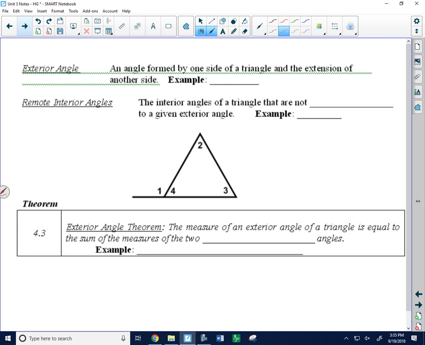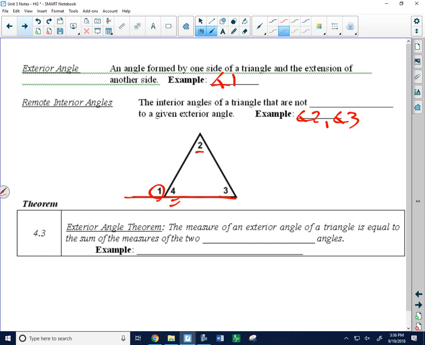The exterior angle is an angle on the outside of a triangle. You form it by extending one side of the triangle. Then that creates an angle. If you don't extend one side, there's not really an angle that you can make. So it's an angle formed by one side of a triangle and the extension of another side. And so it's angle 1 there. Now angles 2, 3, and 4 are all interior angles. But 2 and 3 are called remote interior angles because they are remote from 1. They are far away. They are secluded from angle 1.